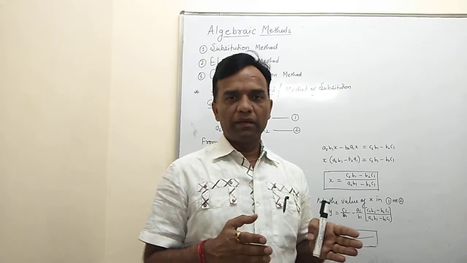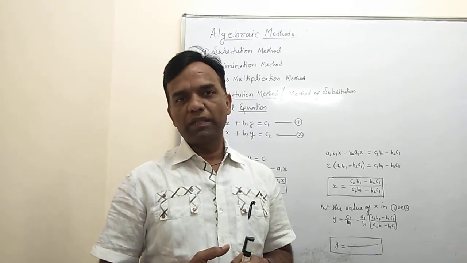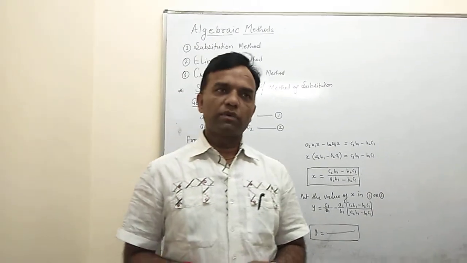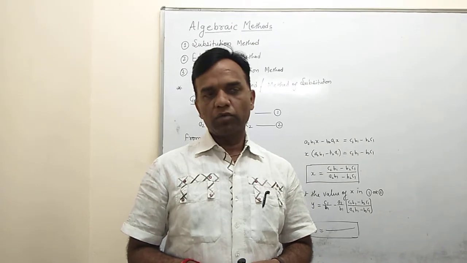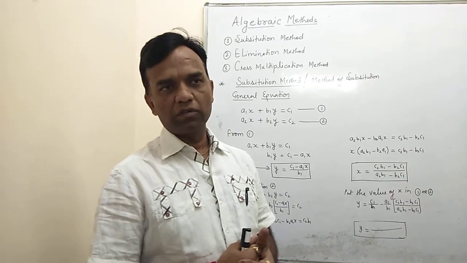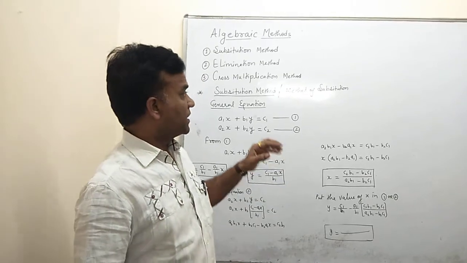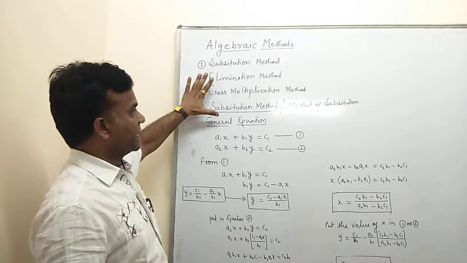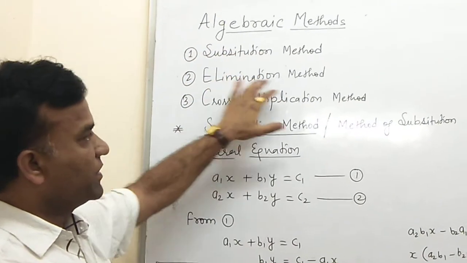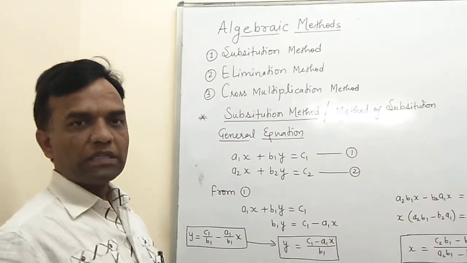In the algebraic method, we include three methods: substitution method, elimination method, and cross multiplication method. Today I will explain them one by one. So first we write down the three algebraic methods: substitution method, elimination method, cross multiplication method. Now here we write down the concept for the substitution method.